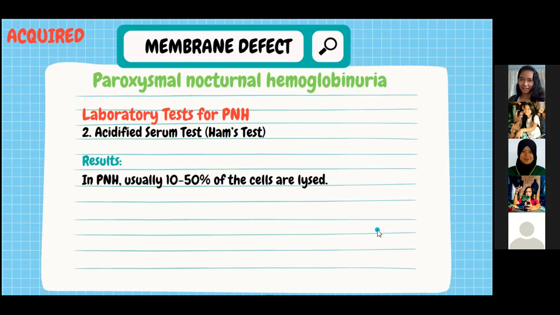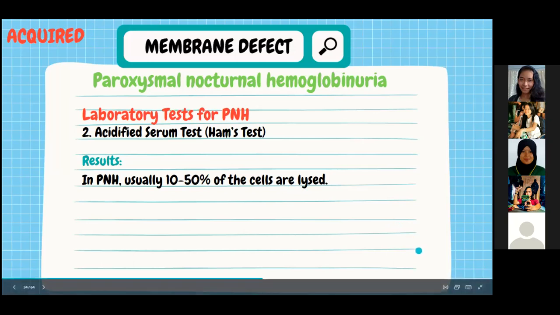Number two, the acidified serum test or Ham's test. It establishes the diagnosis of PNH by demonstrating a characteristic abnormality of PNH in the red blood cells. In the result for PNH, usually 10 to 50% of the cells are lysed. Next.